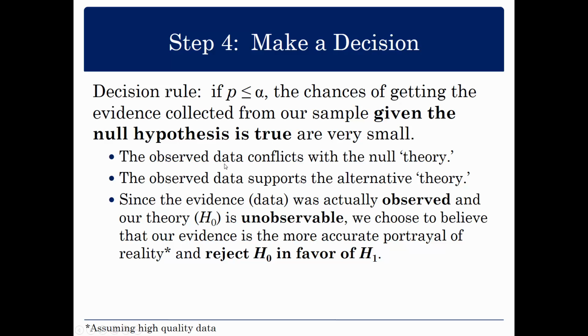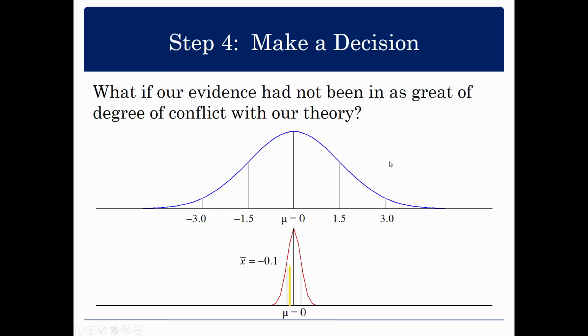and it actually supports your alternative theory that there's cognitive impairment in this population. So since the evidence was actually observed and our theory is unobservable, we choose to follow our evidence as the more accurate portrayal of reality and reject the null in favor of the alternative. And that's all hypothesis testing is doing. Often though, like I mentioned, we don't have as strong of a result.